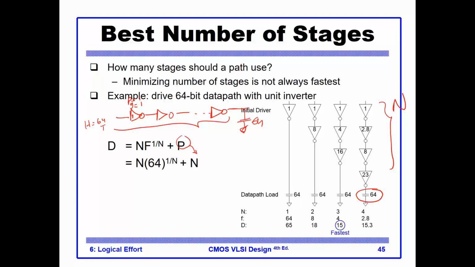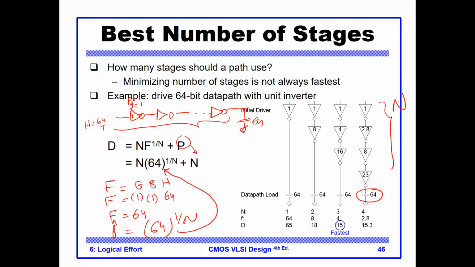I can see F equals GBH. I know that H is 64, B is 1, no branching, and G is 1 as well. So F equals 64. So F hat is 64 to the 1 over n, the nth root. Times n, because I have n stages. So the delay is n times 64 to the 1 over n, plus n.